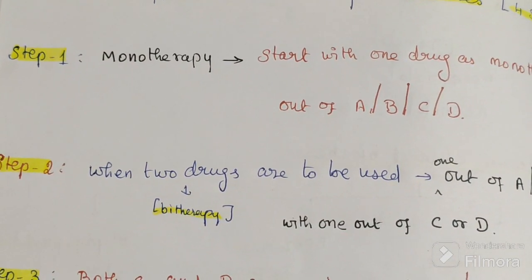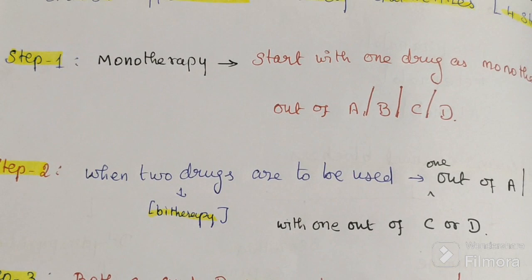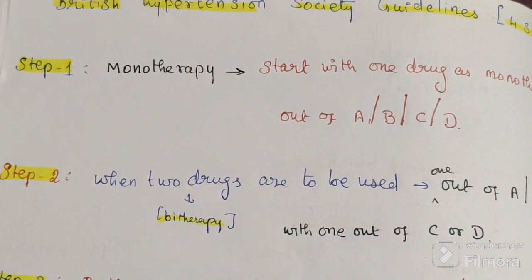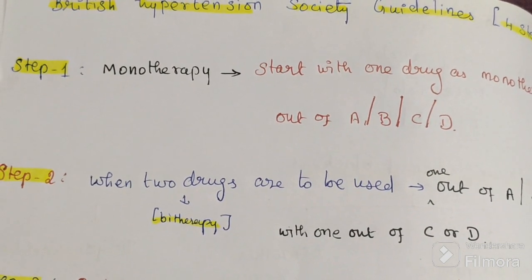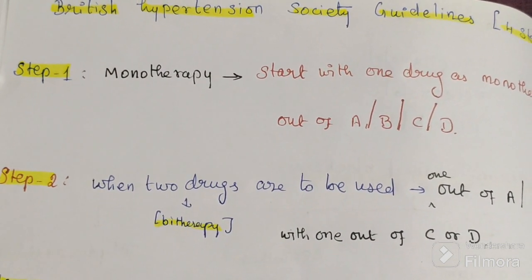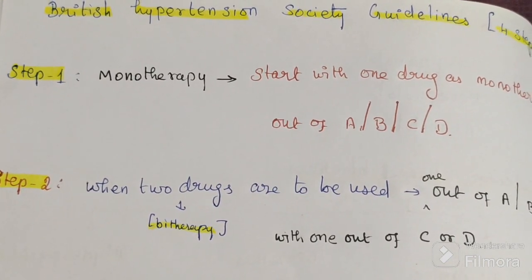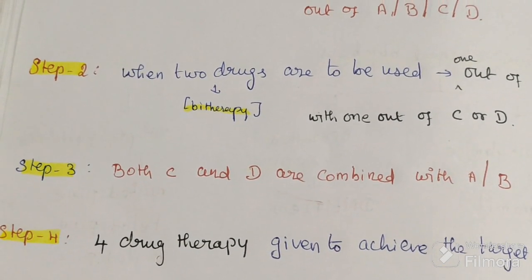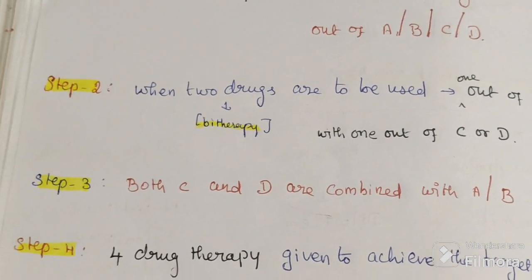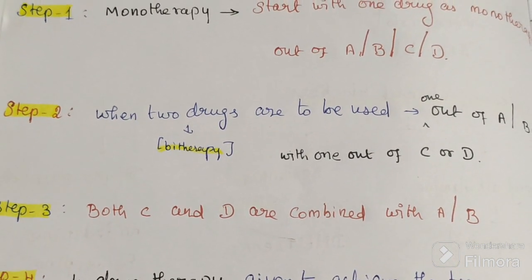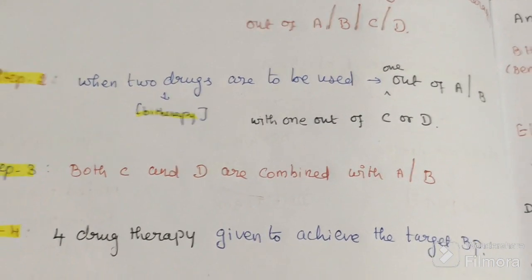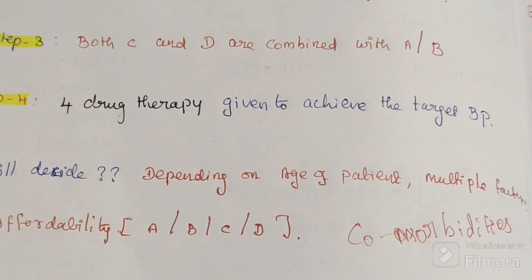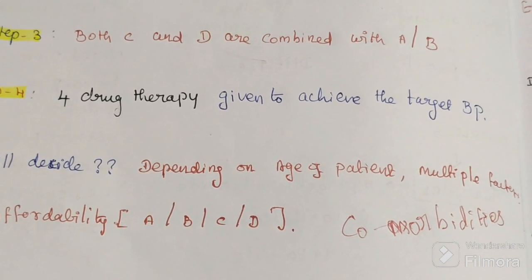Double therapy. If it is still not controlling, start triple therapy: A or B, one of them, along with C and D also. If it is still not controlled, it is malignant hypertension. At that time we give all four drugs, A, B, C, D, because this one is malignant hypertension. Malignant hypertension means 180 by 120 or 200 by 120.